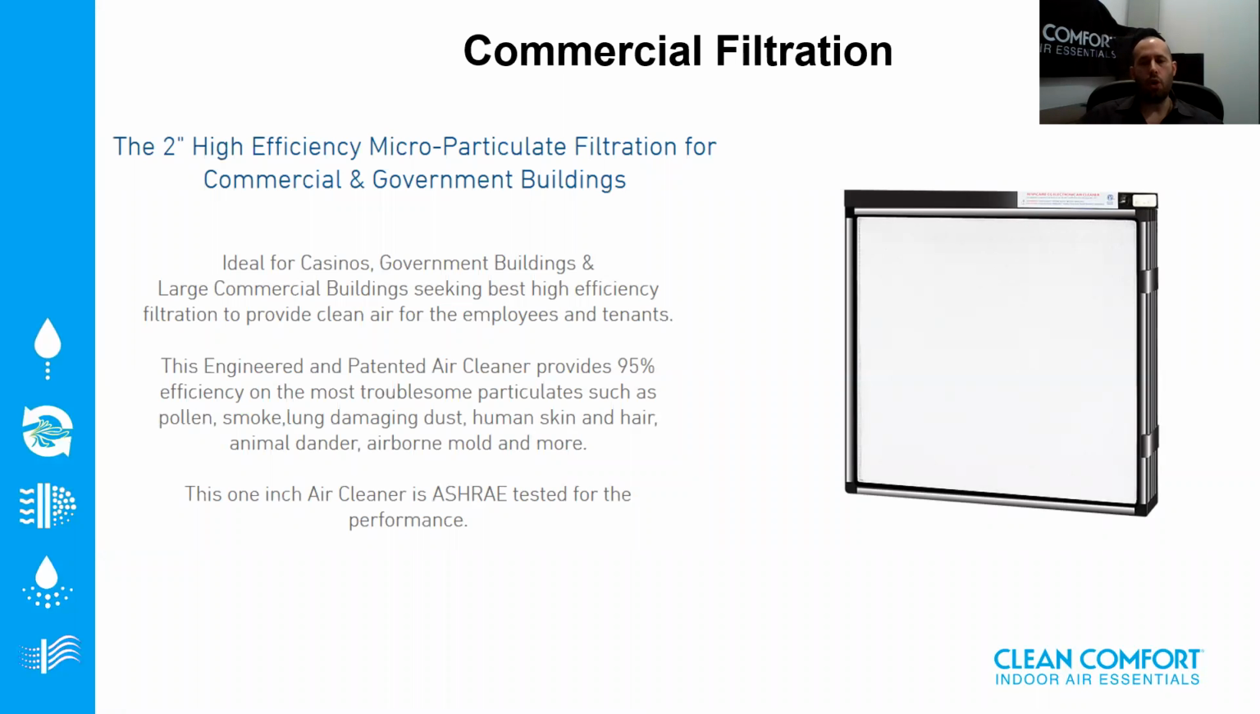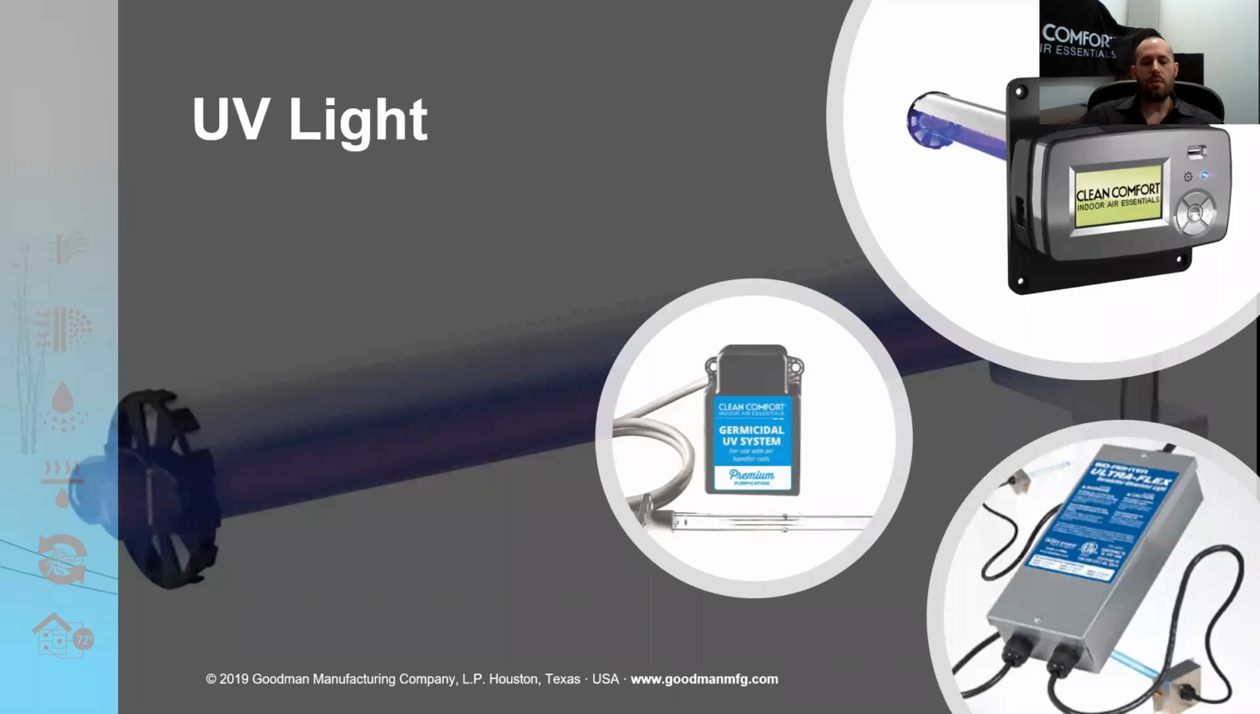This is the commercial hybrid electronic air cleaner. It comes in a 1-inch or 2-inch thickness. It is 24 volts and catches on a replaceable media. This one is a real problem solver for rooftop units. As we move into UV lights, we have an extensive line to fit most applications.